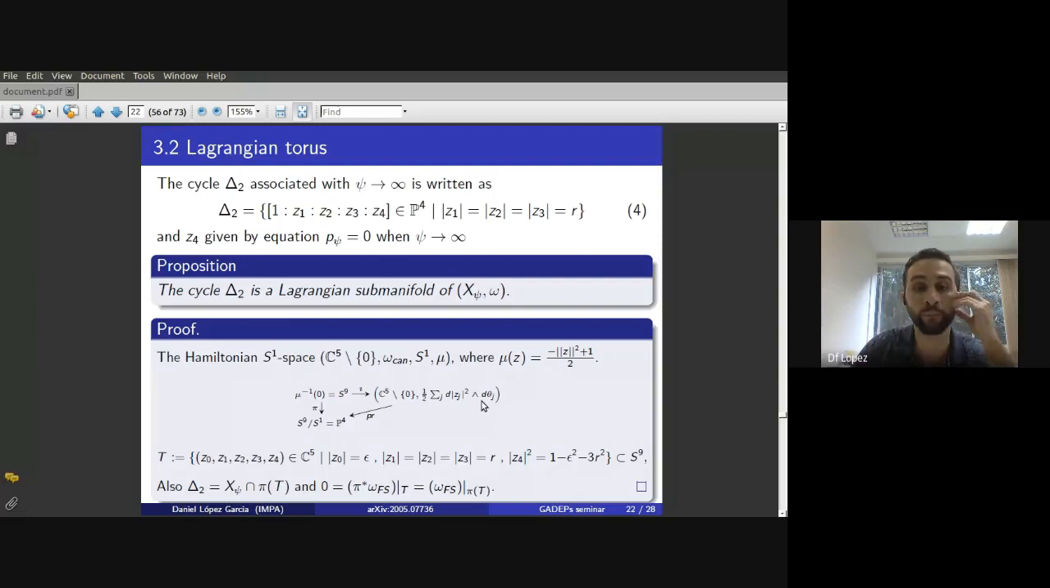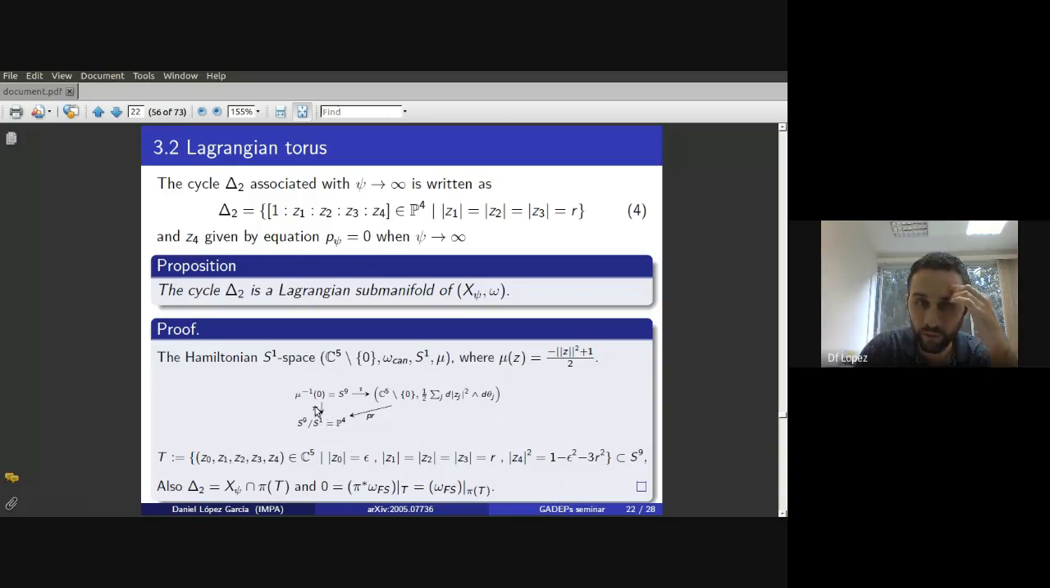So we can define this manifold T in S9 just by fixing the norm of C0 equal to epsilon for some epsilon small enough, and we fix the norm of C1, C2, and C3 equal to this r here, and the norm of C4 is determined by the condition that they lie in the S9. Also, the projection of this T by pi, intersected with the hypersurface, is equal to this cycle here. And also we can know that this T is a Lagrangian submanifold, because if we write the canonical form like this, and we fix the norm, this is a Lagrangian submanifold here.